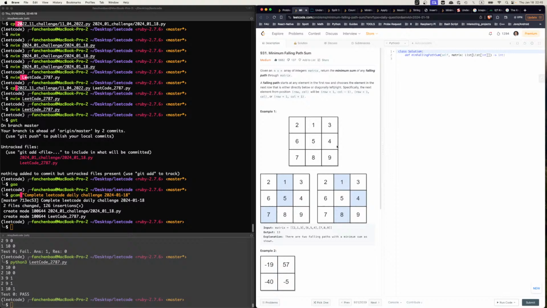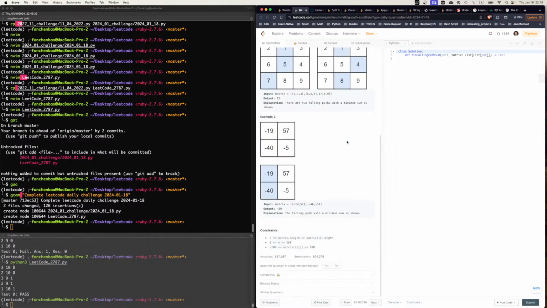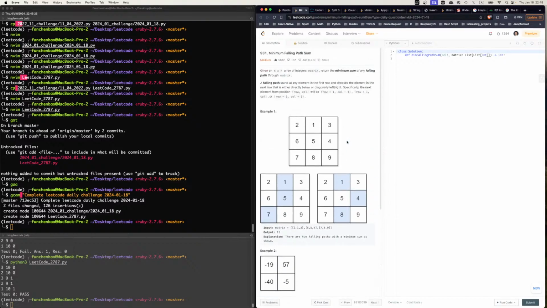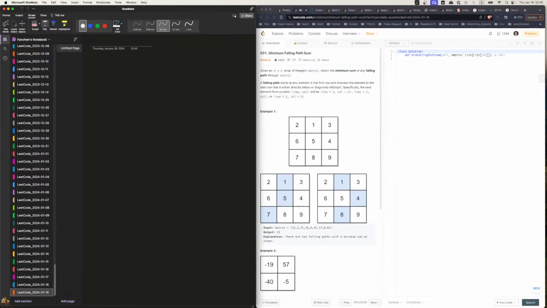Interesting. Okay. Maybe let's start with DP. Right, so we have a 3 by 3 matrix: 2, 1, 3, 6, 5, 4, and 7, 8, 9. Really? It's DP? Anyway, so we're gonna go from this towards the bottom, right?